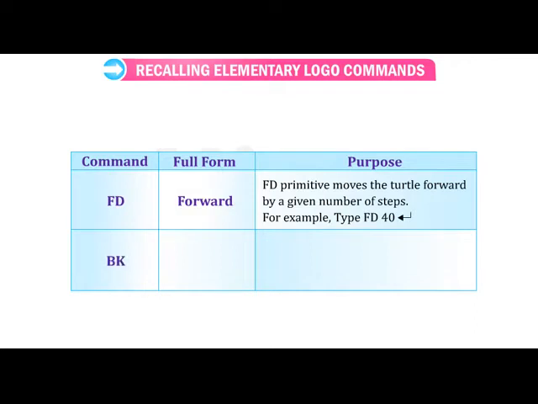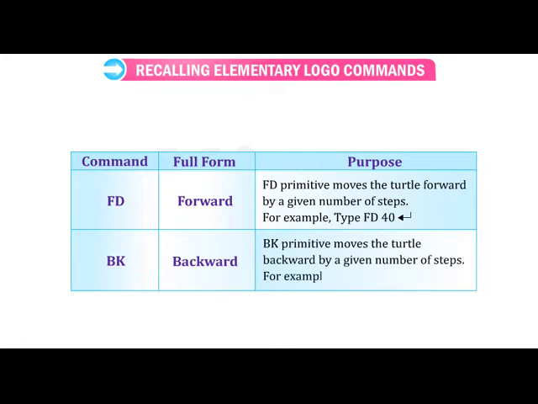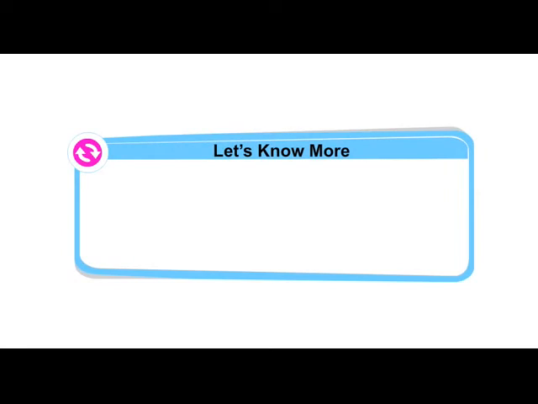Command BK, full form backward. Purpose: BK primitive moves the turtle backward by a given number of steps. For example, type BK 40, enter. Alright students, let us know more.